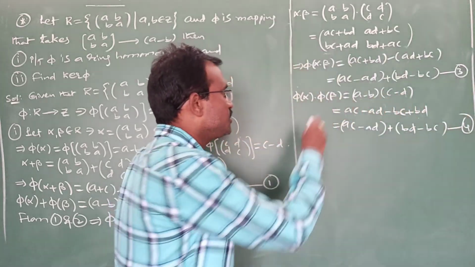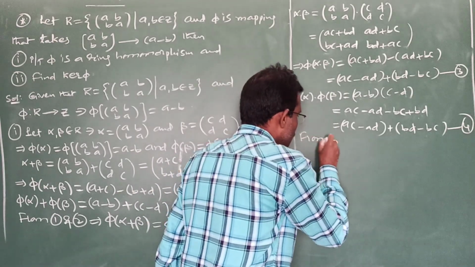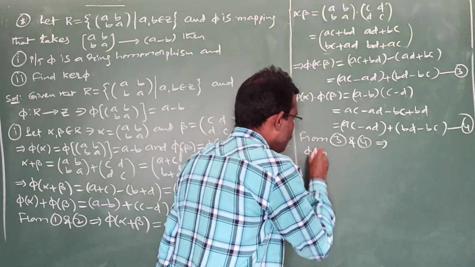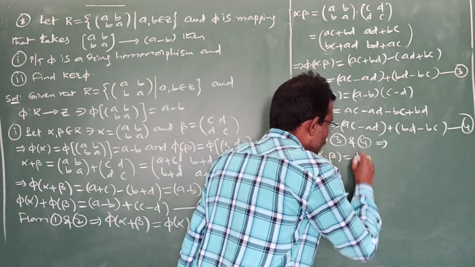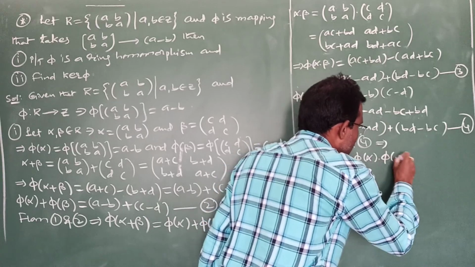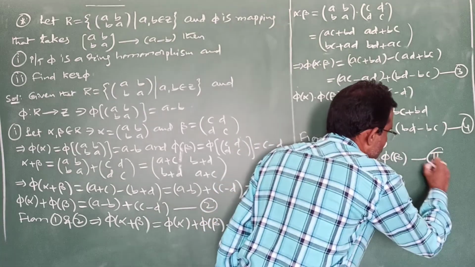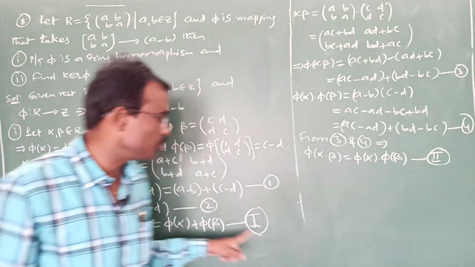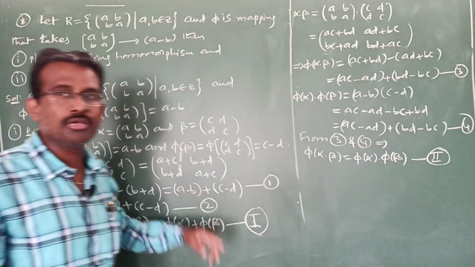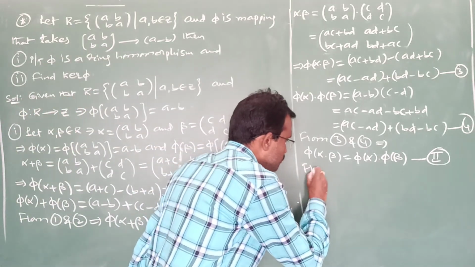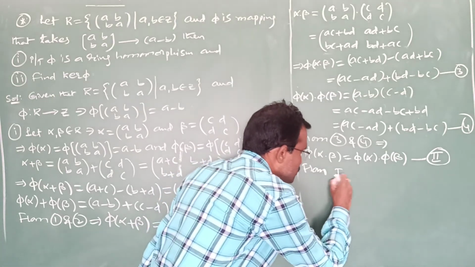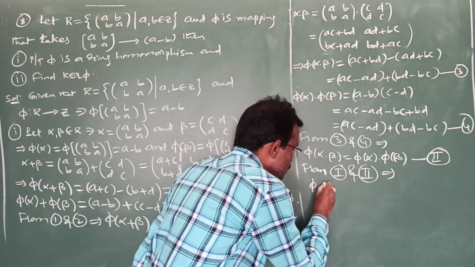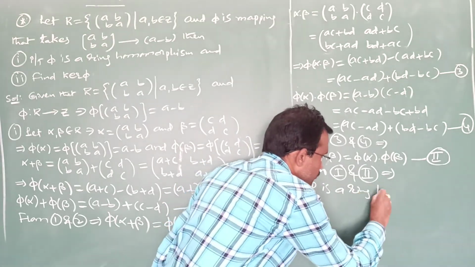Once concentrate on relations 3 and 4. From 3 and 4 implies we have phi of alpha beta is equal to phi of alpha into phi of beta. Let it be, this is big expression number 2. Once see big expression 1 and big expression 2. From these two things we say that phi is what? Ring homomorphism. From big expressions 1 and 2 implies phi is a ring homomorphism.